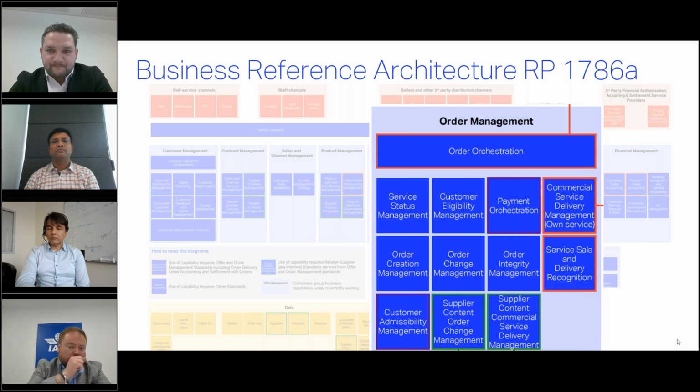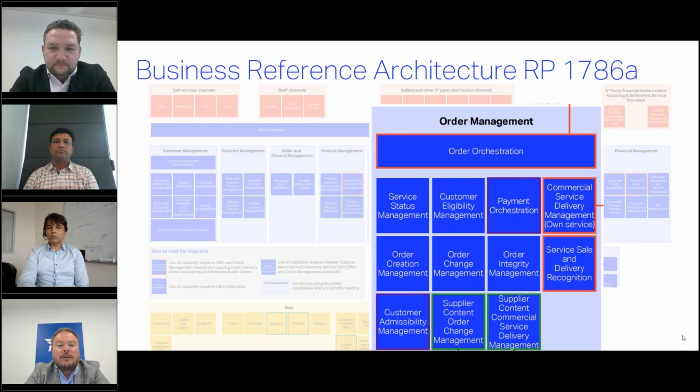Now, speaking about order management, as you see here, what it represents is a collection of sub-capabilities within the logical group of order management. And much like in some other areas, it's starting out with order orchestration that is intended to make sure that there is a way of orchestrating across multiple capabilities within the order management pillar, as well as with capabilities in other areas that also feed into order management.